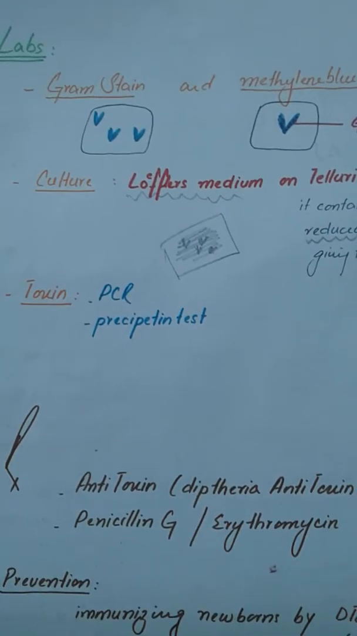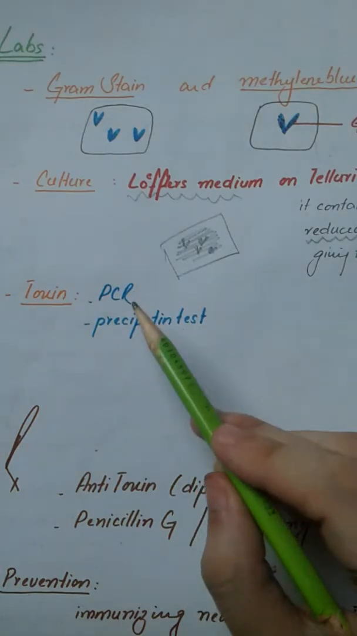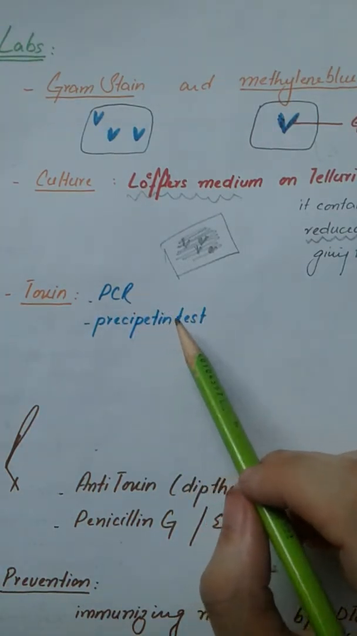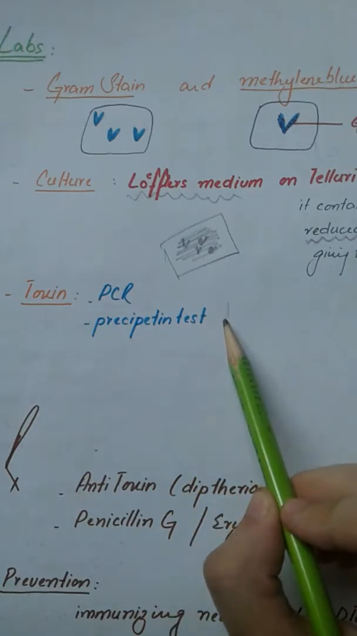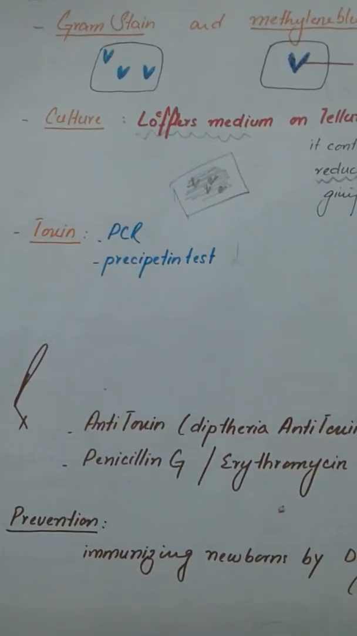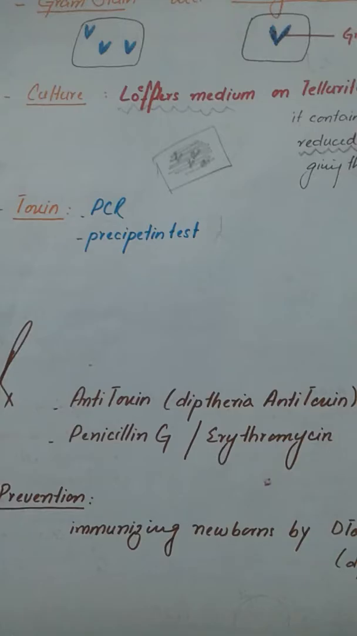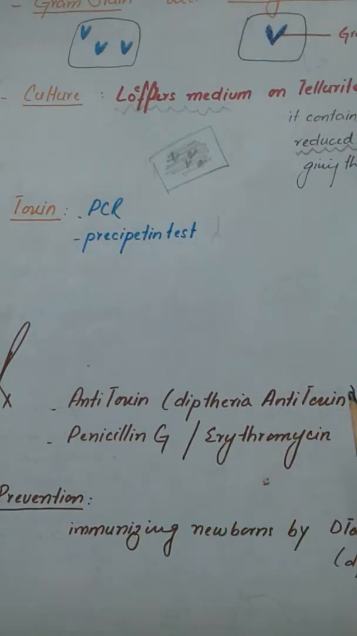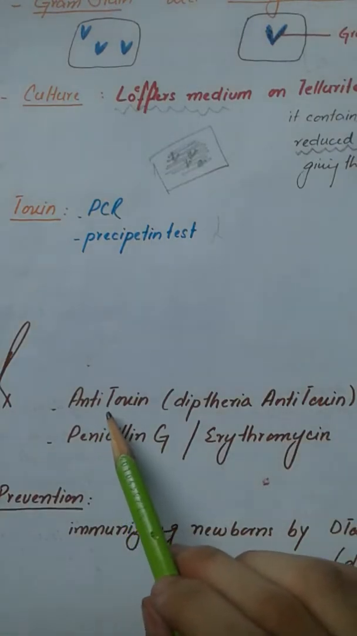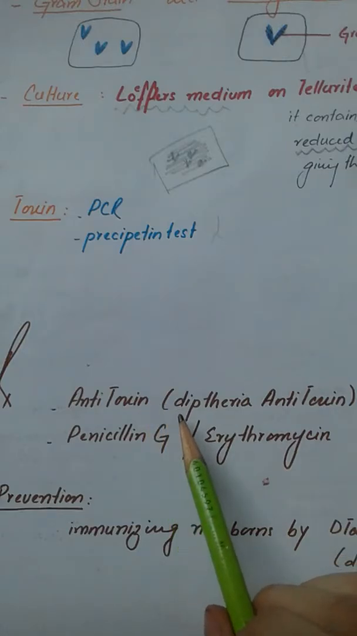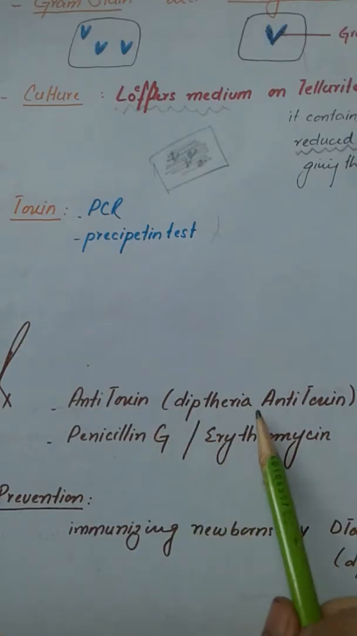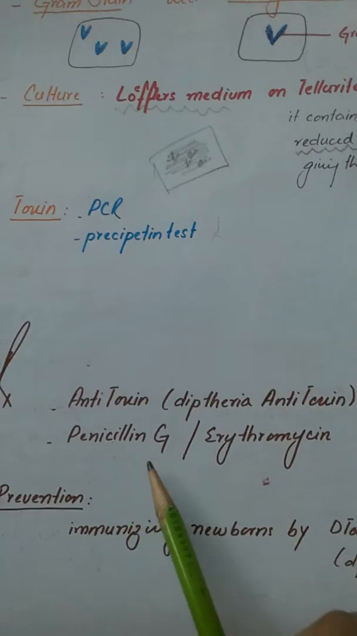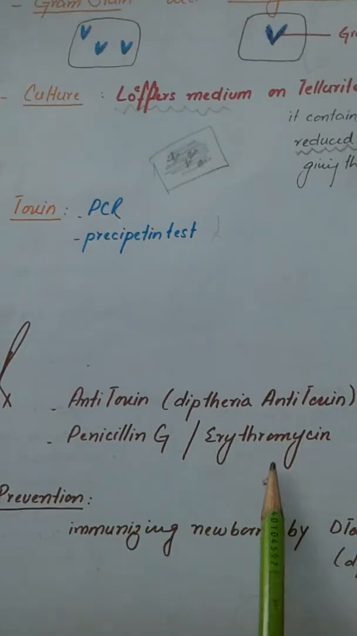Another test for quick diagnosis of this organism, because diphtheria is a very fatal disease, is PCR, which checks for DNA, and we can do a precipitin test for checking of the antibodies. Now, the treatment is that the organism itself is not dangerous, but we are concerned about the toxin that is produced. So we give the patient diphtheria antitoxin first, in order to avoid serious complications, and for the organism we can give the patient penicillin G and erythromycin.